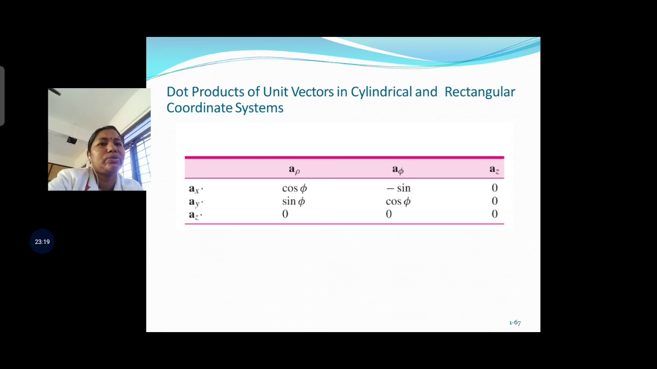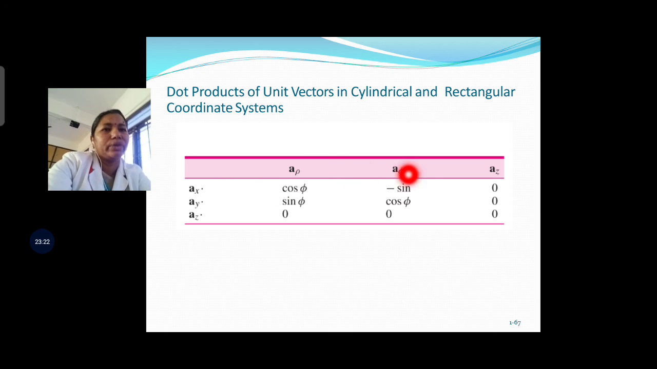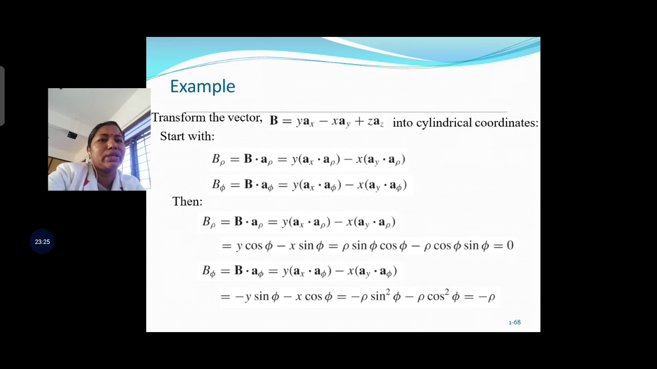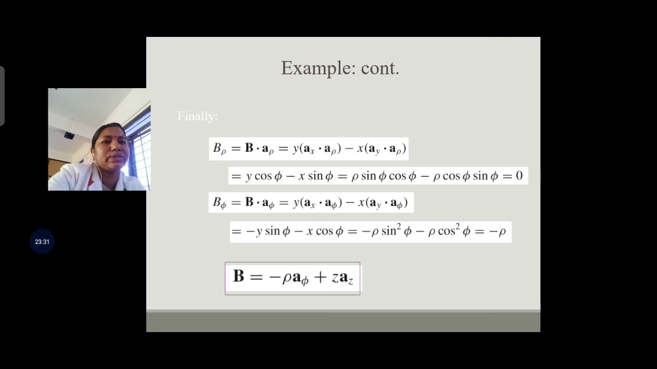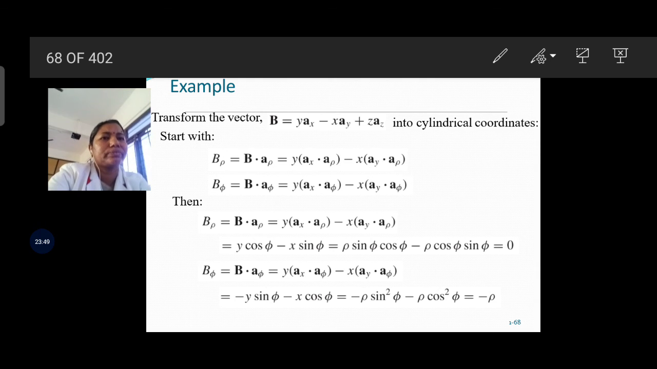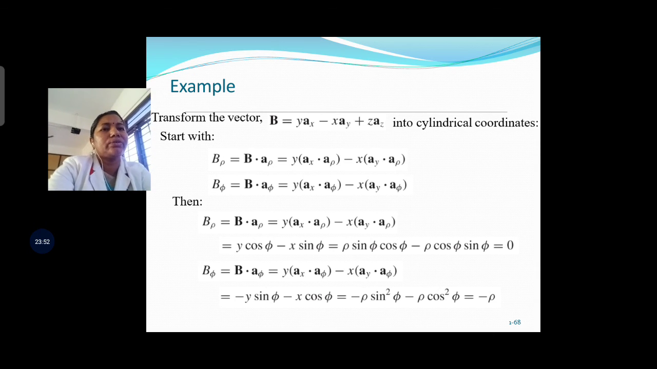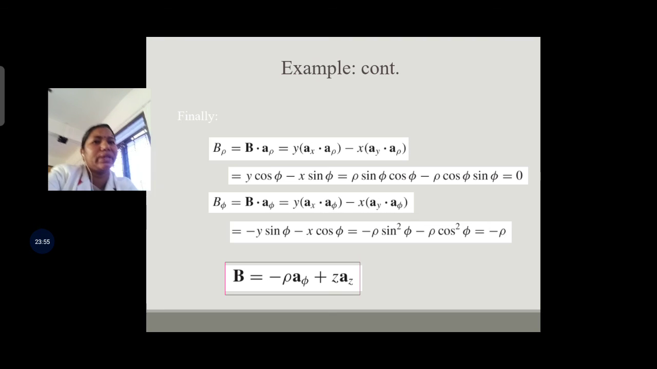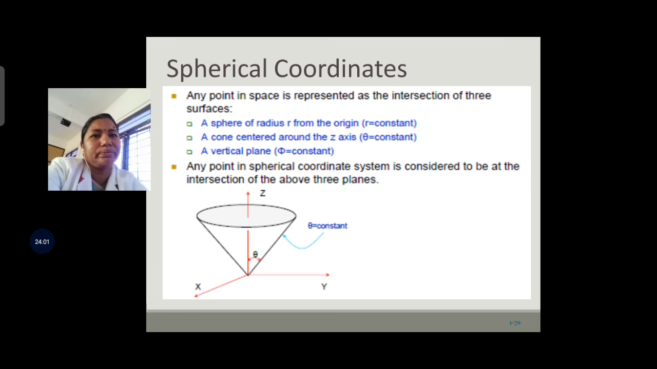Then we have to substitute this x dot rho, x dot phi, x dot z in this equation. So we will get the answer for b rho, b phi, then bz. So b rho we are getting 0, b phi we are getting minus rho. Likewise bz also we will get, everything is multiplied with z. Here az equal to 1 in dot product, so we will get z. So this is for b.